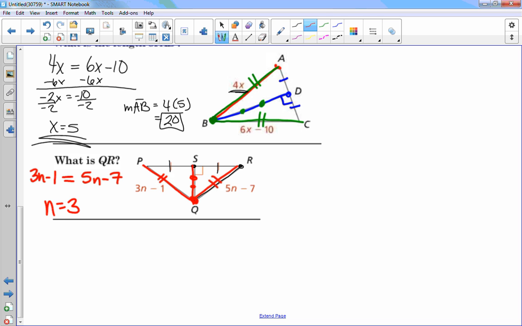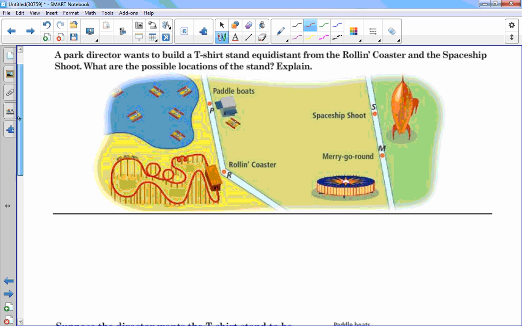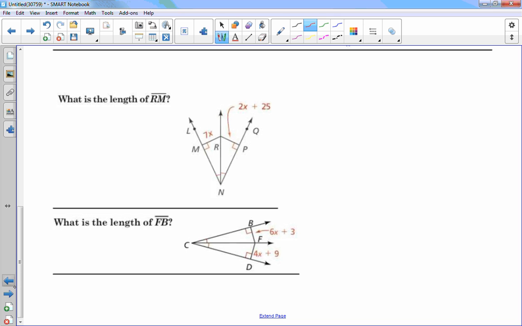Okay, who can tell me the measurement of QR if n is 3? Because you do 5 times 3 is 15 minus 7 equals 8. So the measurement of QR is 8. Okay? We're going to skip most of the last page except for the bottom two problems using the angle bisector. Okay. Length of RM.